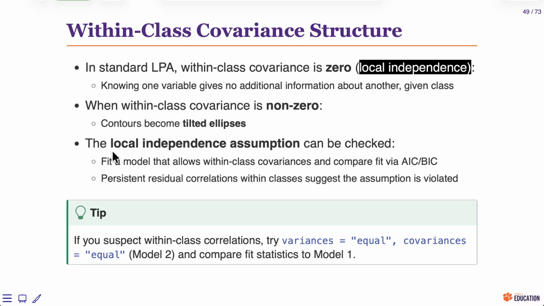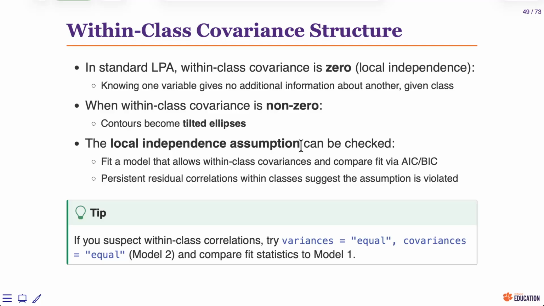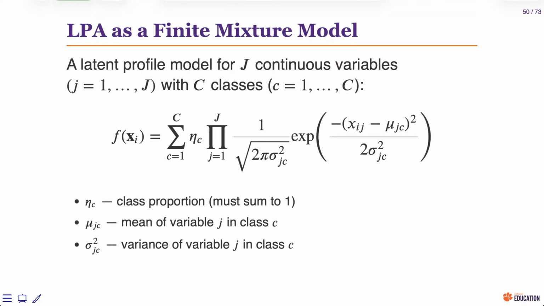But sometimes, we have data that don't really follow it, particularly in latent profile analysis. So I tend to say that the local independence assumption in latent profile analysis is not as fundamental to what we're doing, because we're really not ascribing as much meaning to the class, although in some cases we do. So just note that that's a little bit different here.